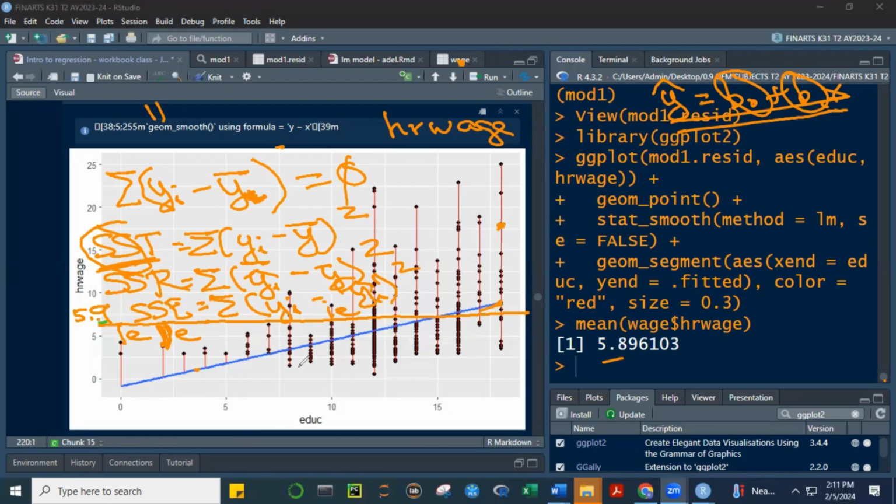Naiintindihan ba, class, yung so far, yung SSR, SST, SST total, no? Sum of the squares total, which is just the difference between your mean and your actual data point. Squared mo yan. Yan ang base natin, no? Base model natin. Wala tayong ginamit na independent variable. We just use the dependent variable, yung average niya. Okay? So wala pang feedback, class, kung naiintindihan yung SST, SSR, SSE.